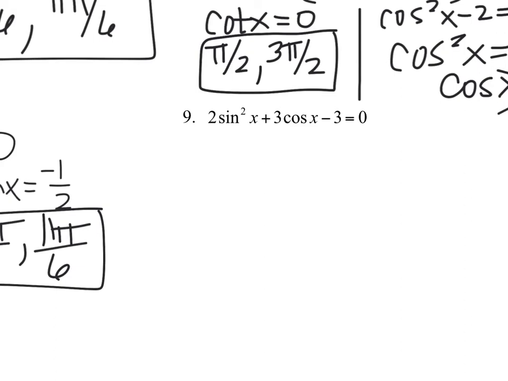There's sines and cosines, and what we're going to do is just like that one factoring problem that we did up there, we need to replace this sine squared, okay? And I know that cosine squared plus sine squared equals 1. So I'm going to replace sine squared with 1 minus cosine squared. Sine squared equals 1 minus cosine squared.